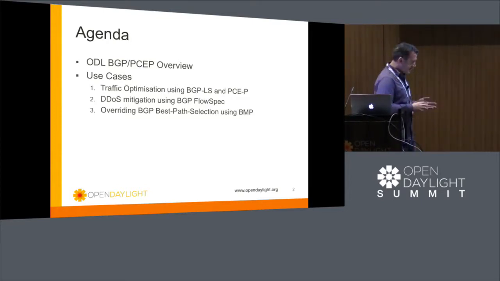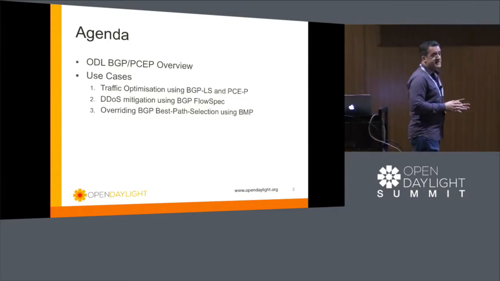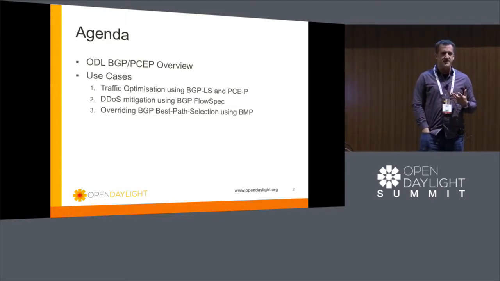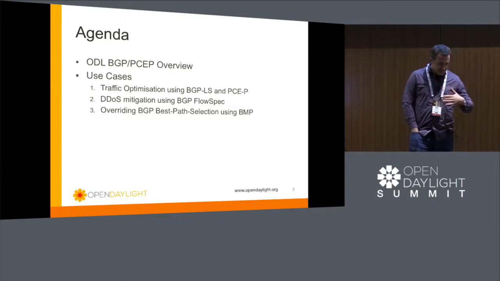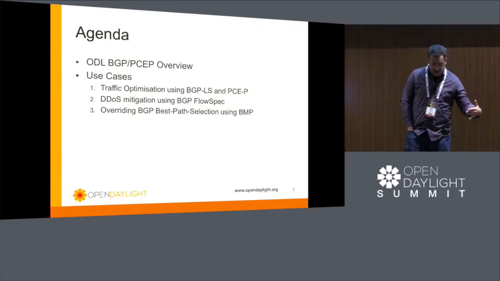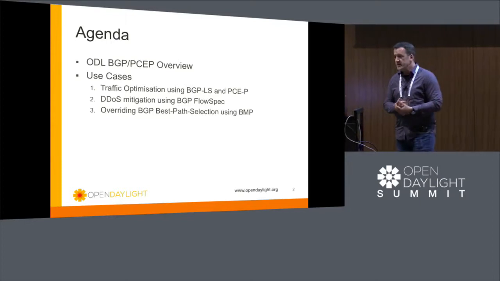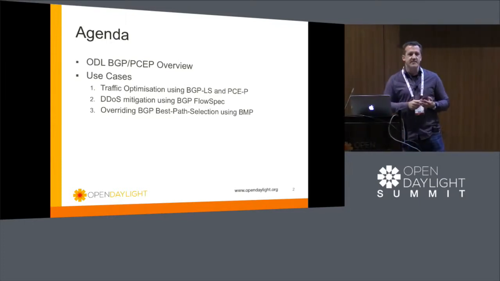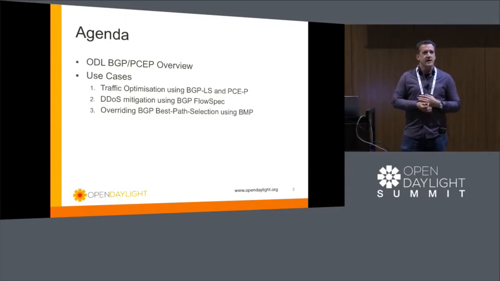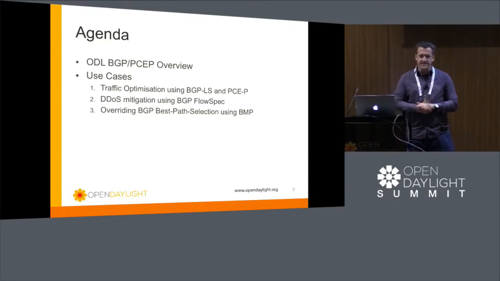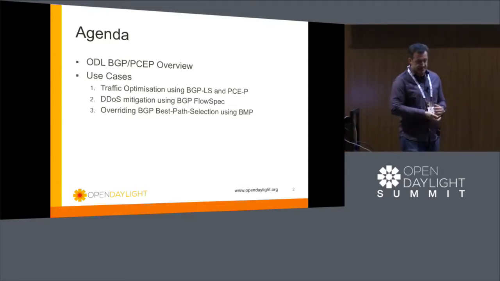So the 3 I wanted to look at: one was traffic optimization using BGP and PCEP, and this is really where ODL BGP came from, this concept that we can use BGP-LS to learn about the network, and then use PCEP to program LSPs into the network. For a bit of added fun today, I'm going to attempt to use segment routing. This is in some ways similar to the demo I did last year, but in that case it was using RSVP-TE.